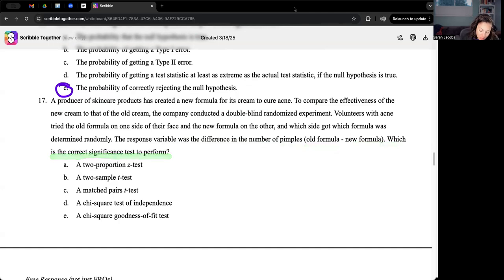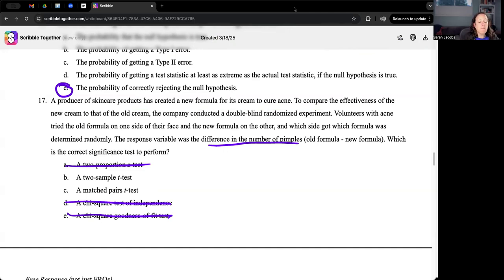Okay, so since we're talking about the difference in number, number is going to be about means. So it's not a proportion test. It's not a chi-square test of independence or a goodness of fit. There's not a certain proportion of pimples we would like, generally. Okay, so then the difference here between a two-sample t-test and a matched pairs t-test. Two samples would be one group used the old formula and one group used the new formula, and then they compared whether there was a difference in the average number of pimples between the groups.